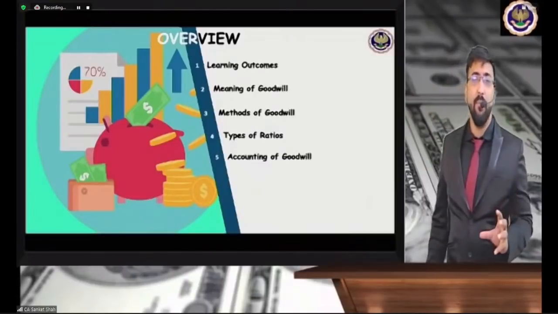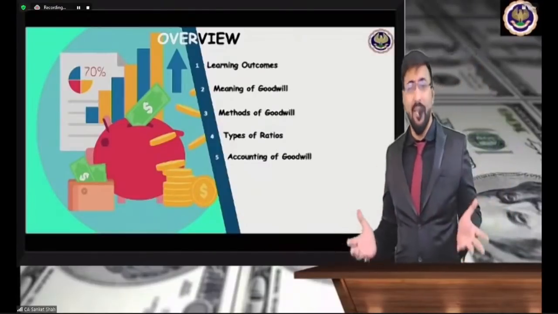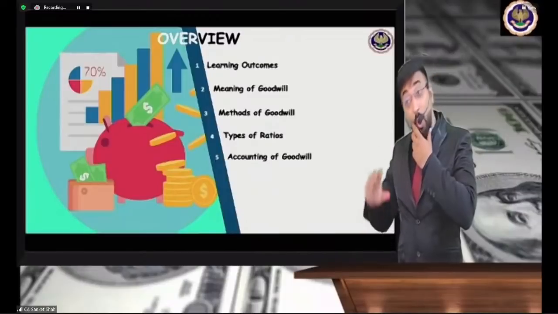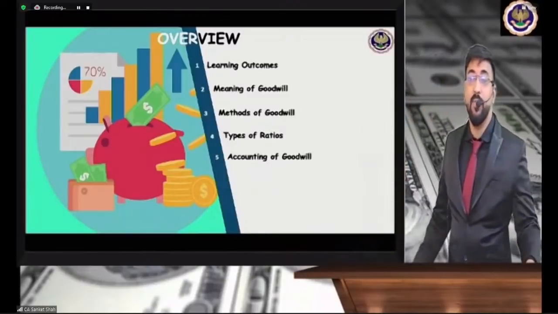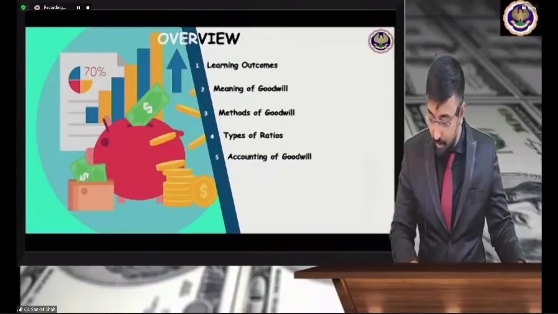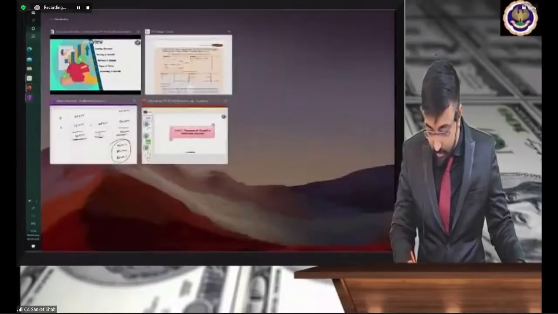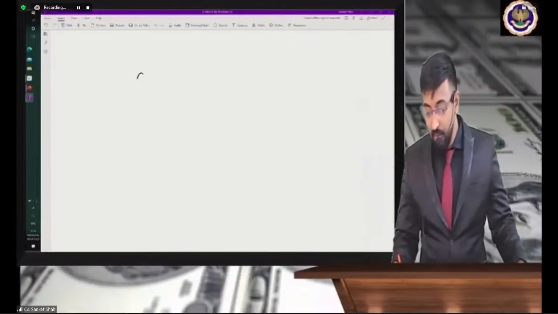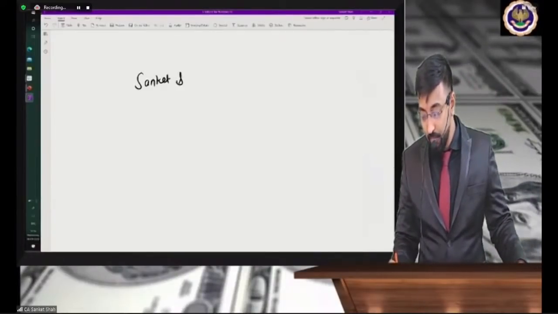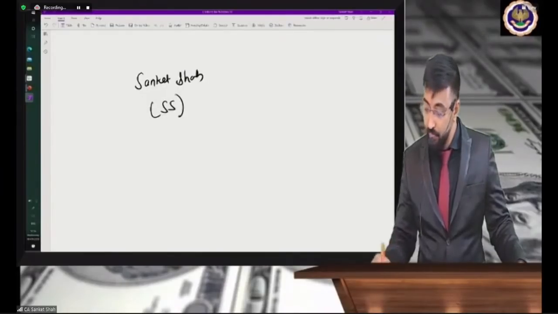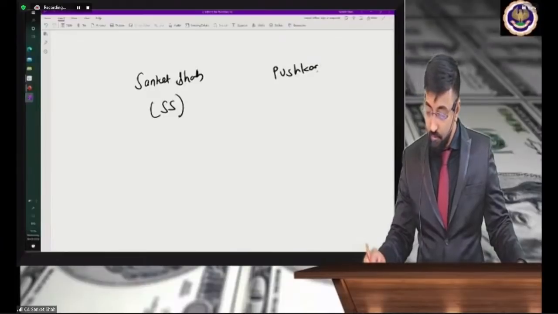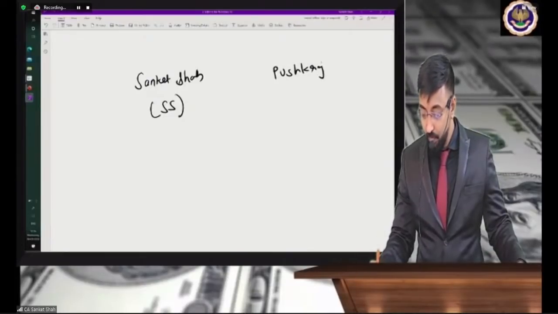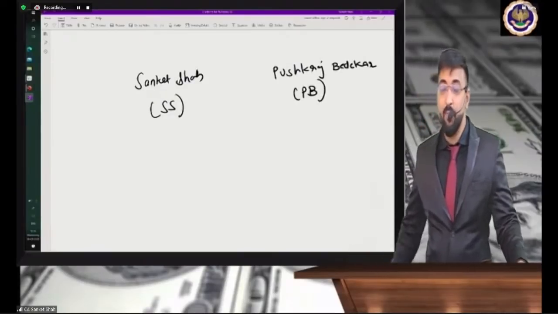So what is Goodwill? Suppose now partners will decide, all partners. Remember, suppose Sanket sir, I'm giving you one example so that it will be very easy for you to understand this concept of Goodwill. Suppose there are two partners. One is Sanket Shah, Mr. SS, and there is one partner, Pushkaraj Bedekar. We will give the shortcut PB, Pushkaraj Bedekar.